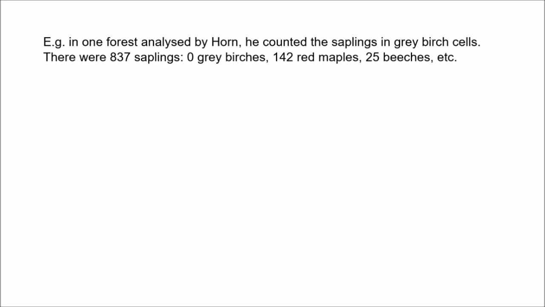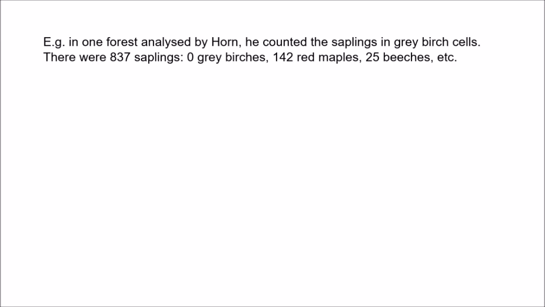For example, in one of the forests that Horn analysed, he looked at grey birch trees. So he put each grey birch in a cell the size of the tree's crown, and then he counted the saplings in the cells. And he found that there were 837 saplings underneath the grey birches. Of these saplings, there were 0 grey birch saplings, 142 red maple saplings, 25 beech saplings, and so on.